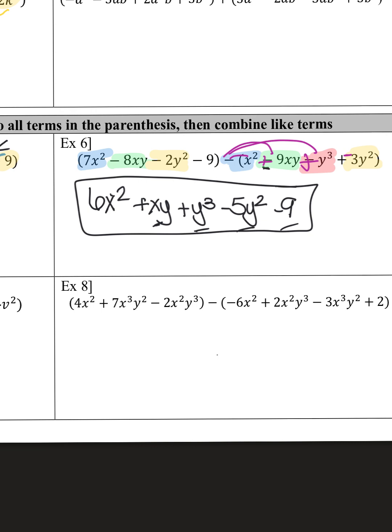Okay, hopefully you have seen that subtracting polynomials is no different than what we had worked on before with adding and combining like terms. The only thing we need to remember is to adequately distribute our negative.